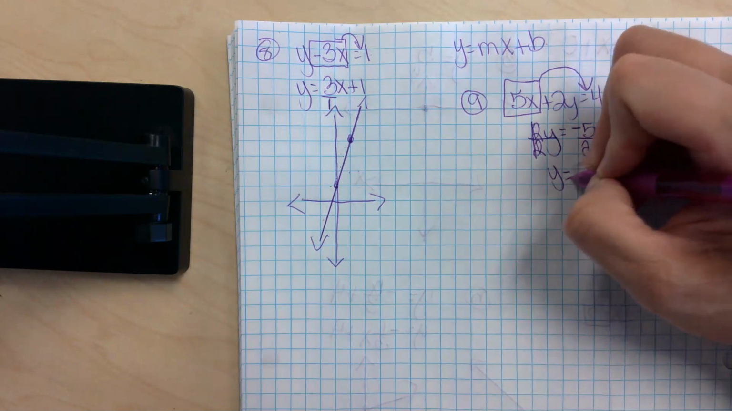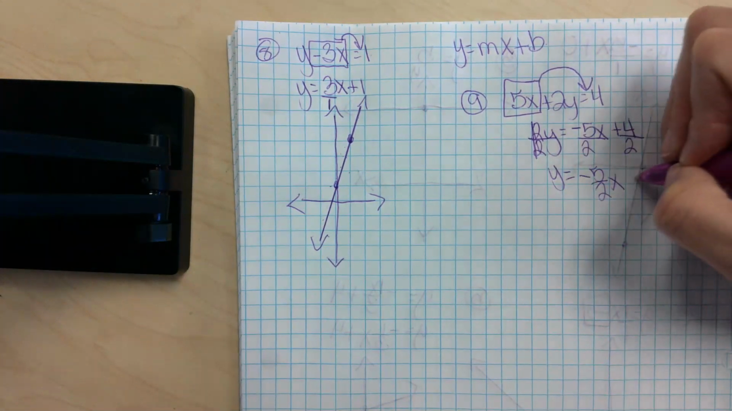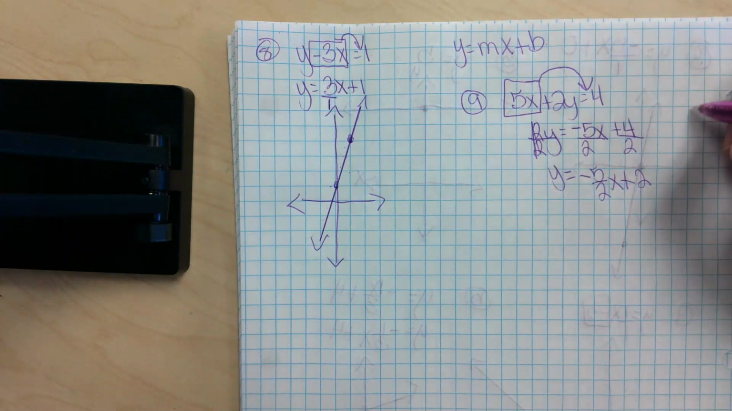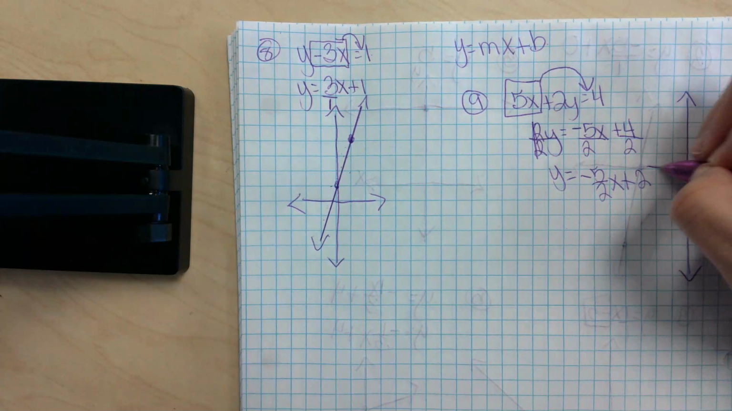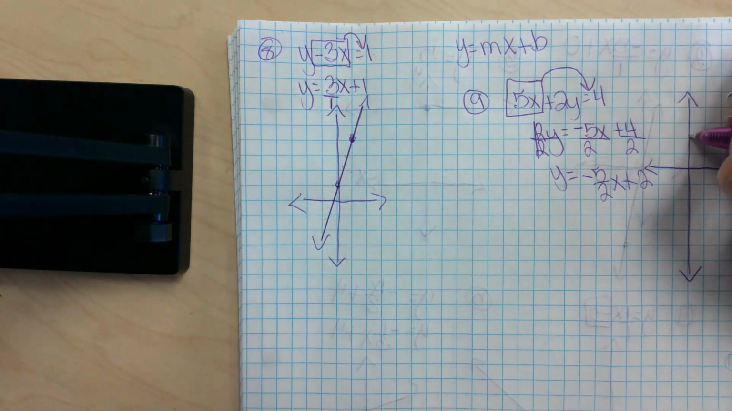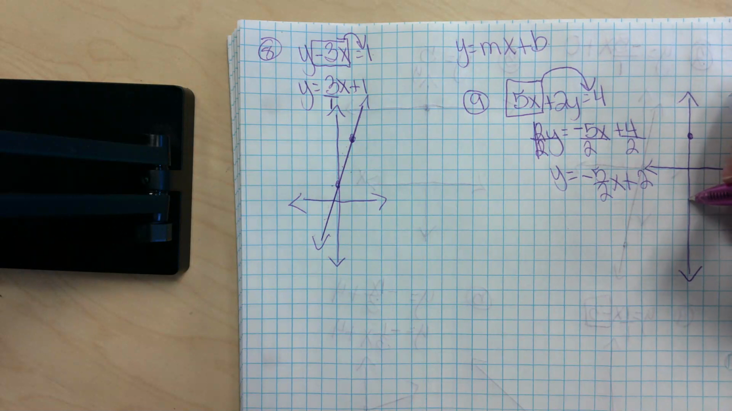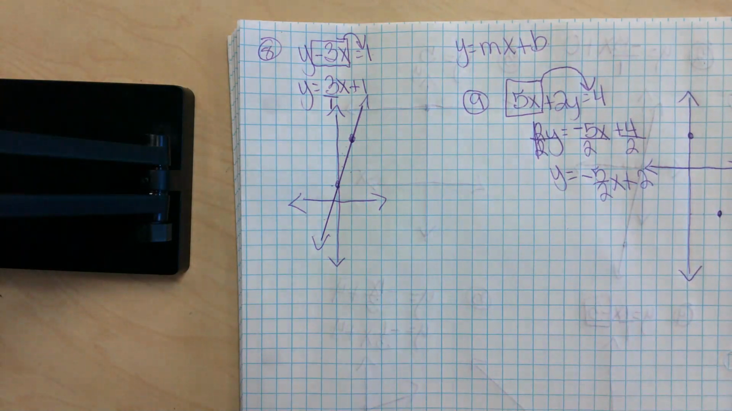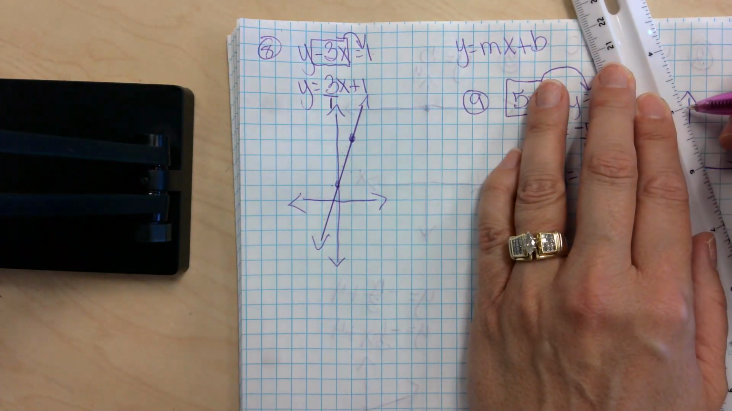Y equals -5 over 2x plus 2. So we're going to start at plus 2 on the y-axis right here. And our directions are down 5 over 2. Down 1, 2, 3, 4, 5 over 2. How have we done so far? Good?